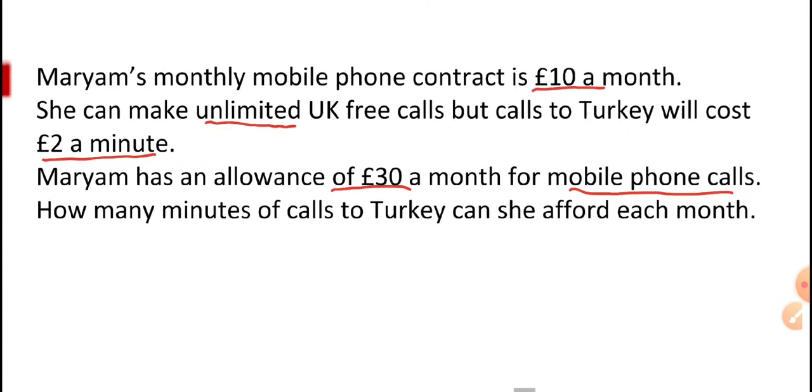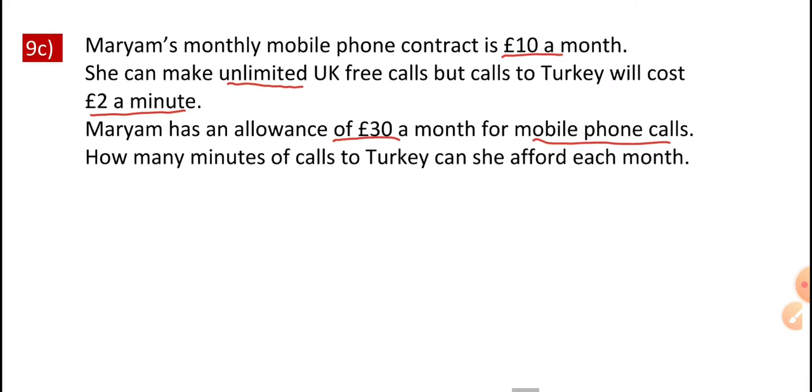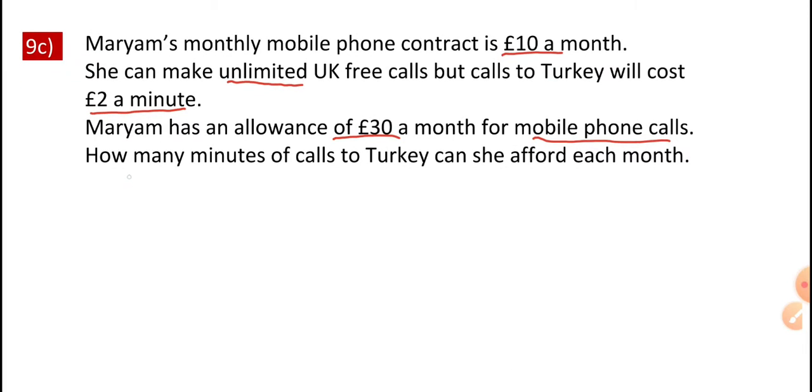So the £10 is fixed. Whether she uses the phone or not, she will have to pay that £10. And then we can represent the number of minutes she's calling with the letter M. So we'll have to add £2 for every minute, so 2 times M. For example, if she was to call Turkey for 2 minutes, 2 times 2 will be 4. So it'll be £4 for those 2 minutes. And so 10 plus 2M has to be less than or equal to 30.